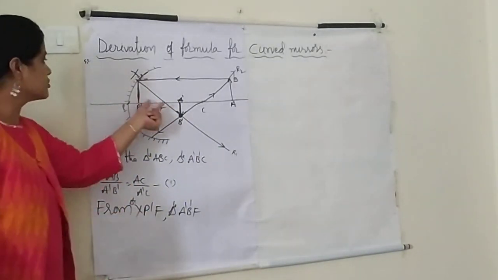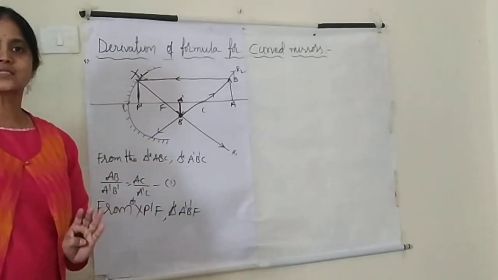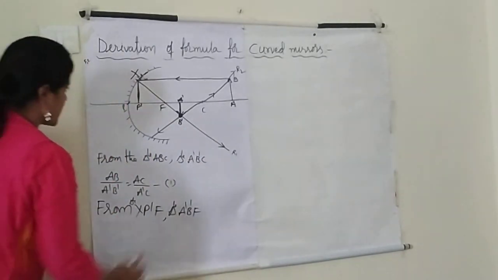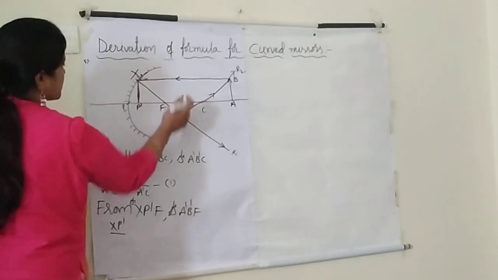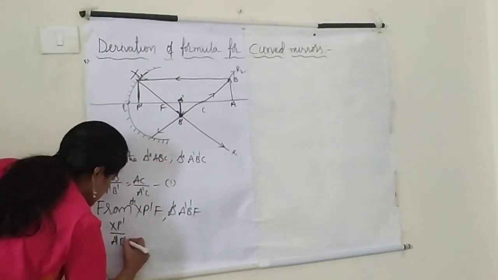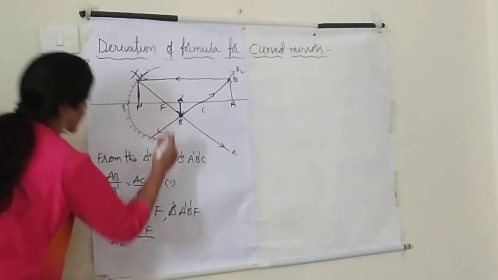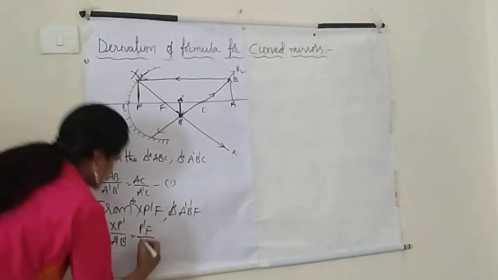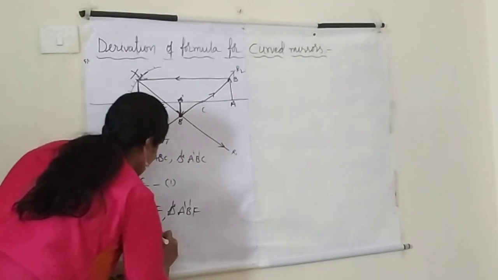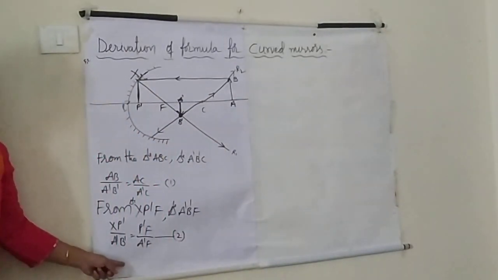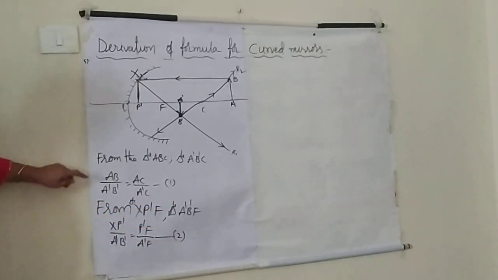From this, when the two triangles are similar, again you write the ratio of the corresponding sides as equal. So we take X P dash by A dash B dash is equal to P dash F by A dash F. This is one corresponding ratio of the sides. This is equation 2. From 1 and 2, when you observe, what happens here?